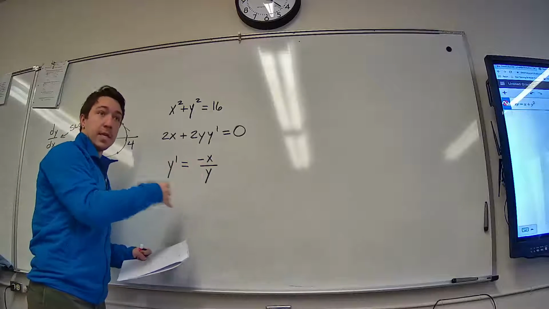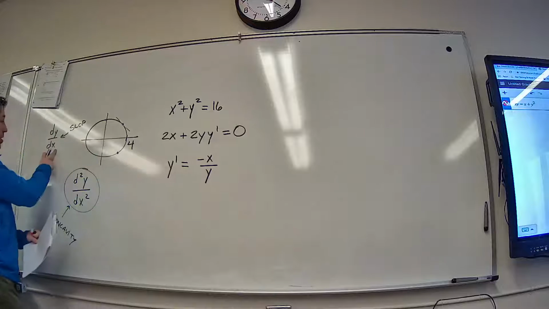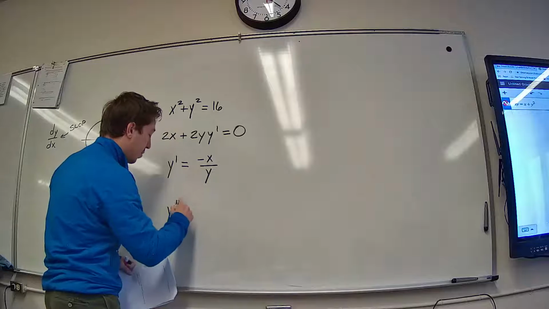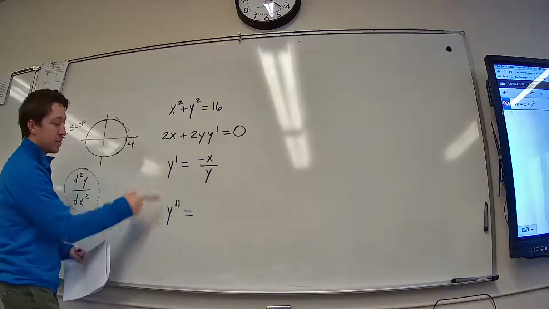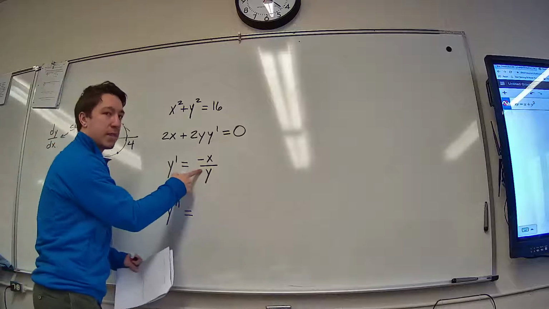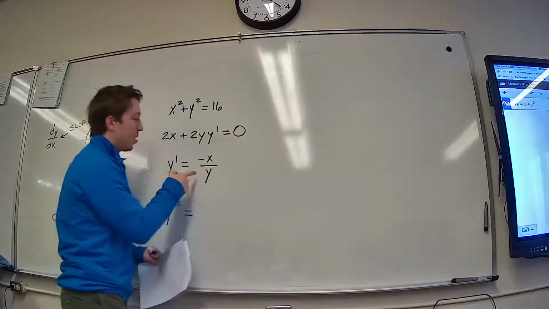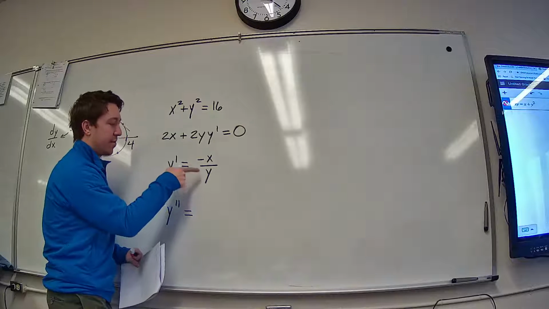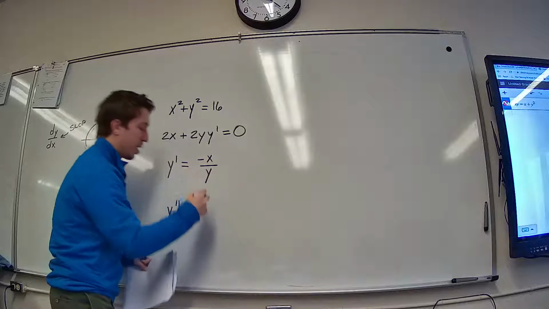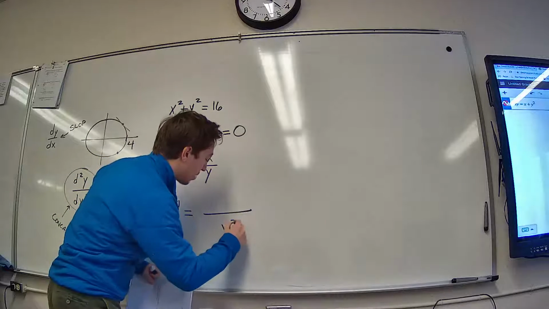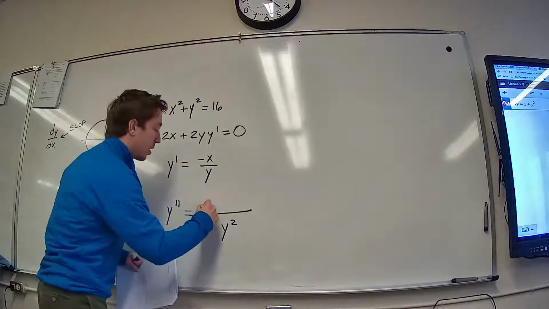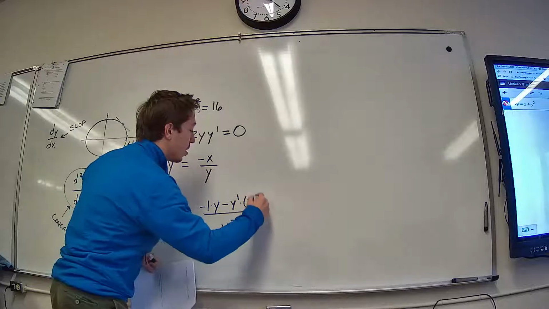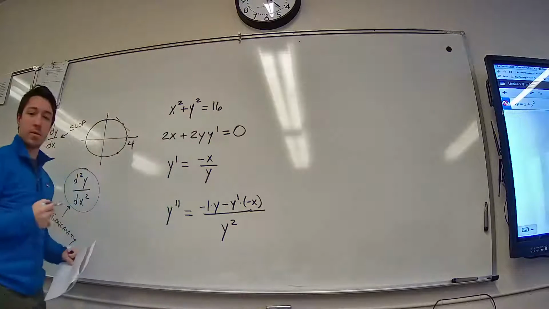So what next? Let's get the second derivative. That y prime is the slope. So let's take the second derivative, y double prime. The derivative of y prime is y double prime. What rule do I have to use here? Quotient rule. So I got to go derivative of the top times the bottom minus the derivative of the bottom times the top, all over the bottom squared. The top's going to be -1 times y minus y prime times x. Everyone okay with that?